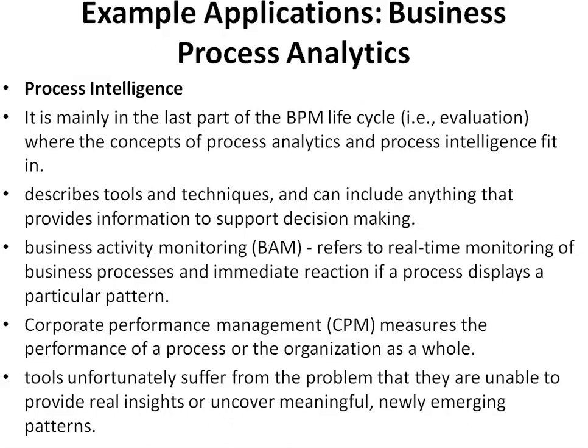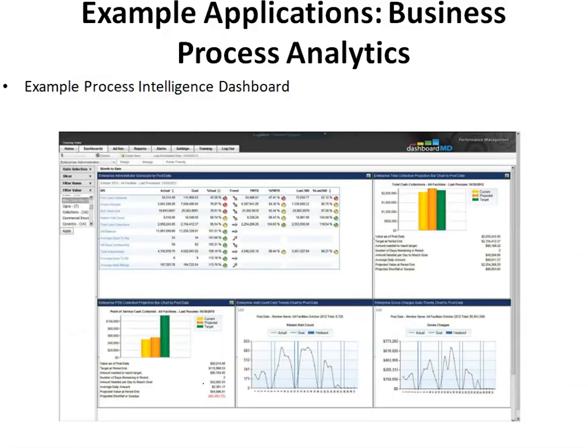Business activity monitoring and corporate performance management are some of the terms that are used. Business activity monitoring refers to the real-time monitoring of the business processes. Any change in the pattern takes immediate action. Corporate performance management measures the performance of a process or the organization as such. The problem these tools suffer from is that they are unable to provide real insights for new patterns.